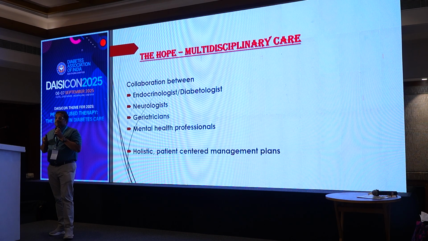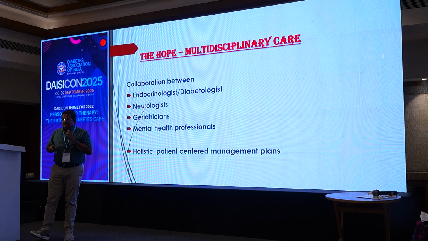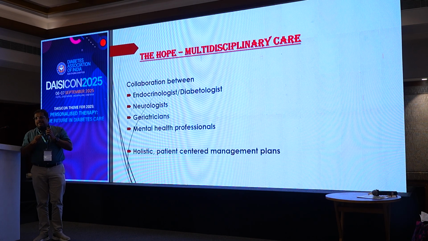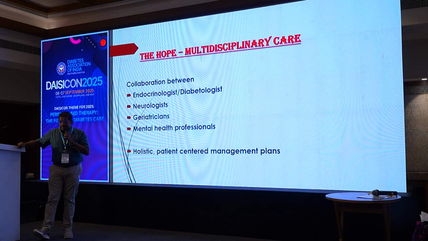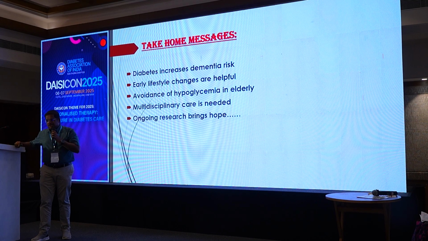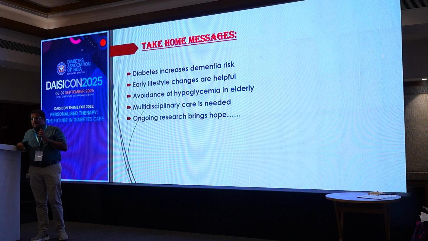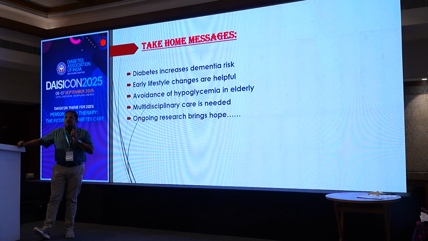So a multidisciplinary approach is needed between the endocrinologist or diabetologist, neurologist, geriatrician and mental health professionals. Everything is a collective approach to manage both diabetes as well as dementia. So finally, the take home message is that diabetes increases dementia risk. Early lifestyle changes are helpful in preventing dementia. Avoidance of hypoglycemia is very, very important in elderly patients at risk of dementia or elderly dementia patients. A multidisciplinary approach is needed, and ongoing research on GLP-1 and GLP-1 GIP brings some hope in managing both conditions.